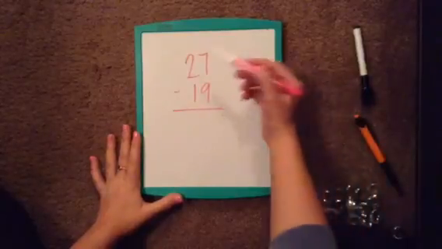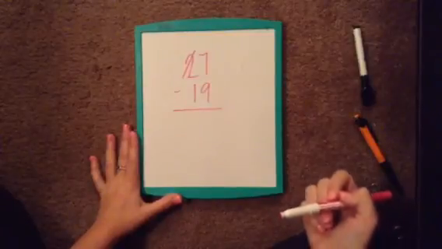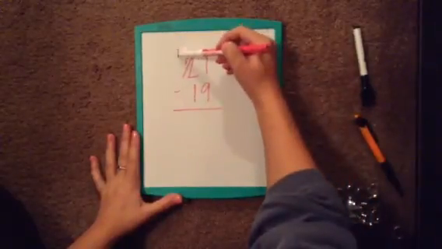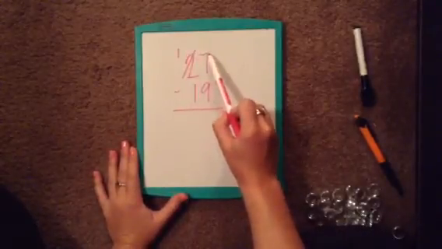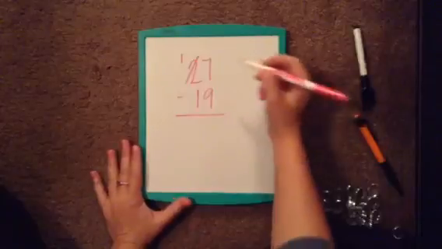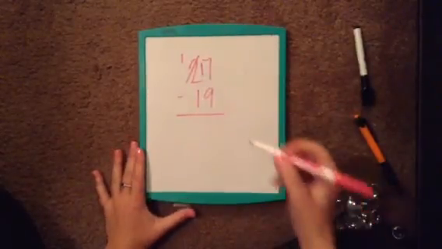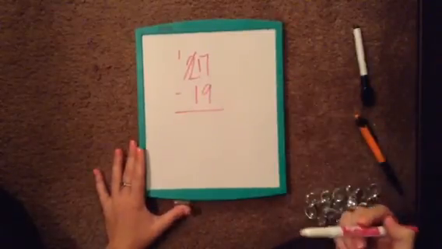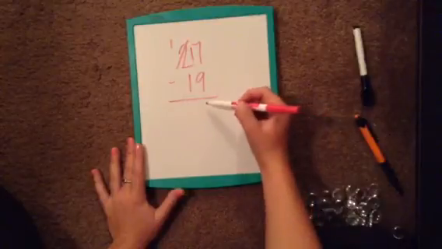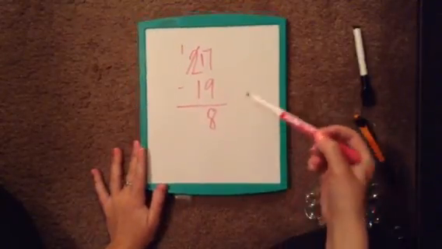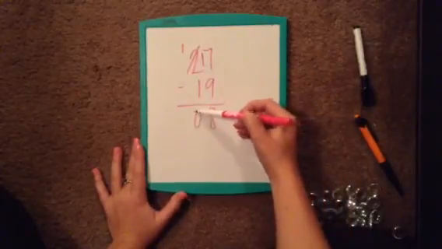Yeah, we're going to have to regroup, aren't we? So we're going to take a 10 from this 2, which we saw in our base 10 blocks, and this has become a 1. So what do we do when we take a 10 and we have to regroup? Yeah, we're adding 10 to the ones place. So this is going to become a 17. So can we take 9 away from 17? Yeah, we sure can. What does that give us? 8. Awesome. And then we're left with 1 minus 1, which equals 0.